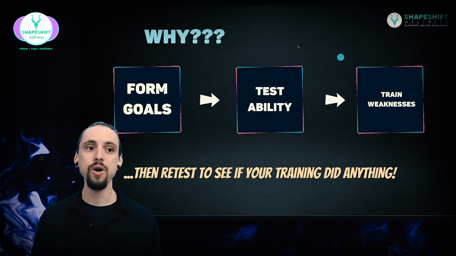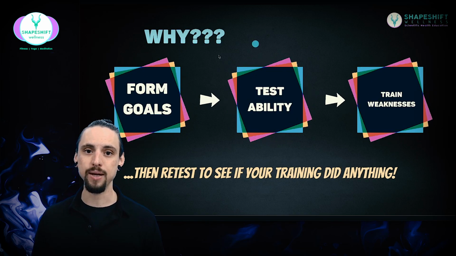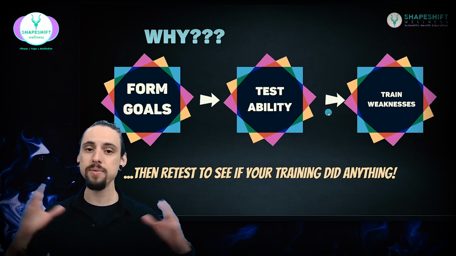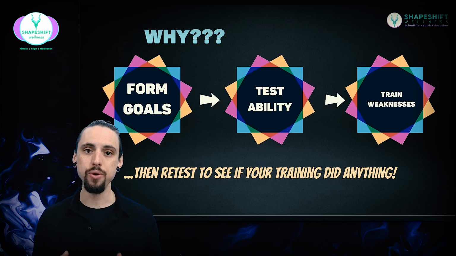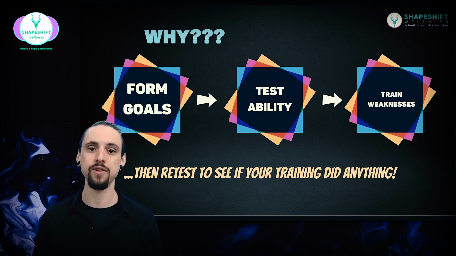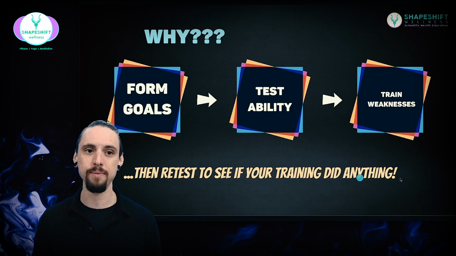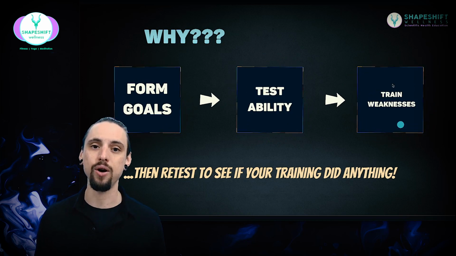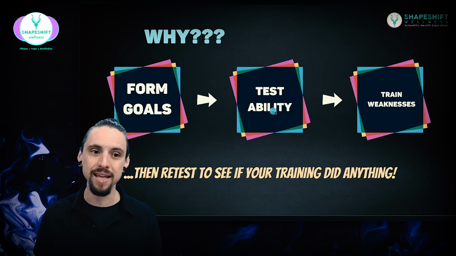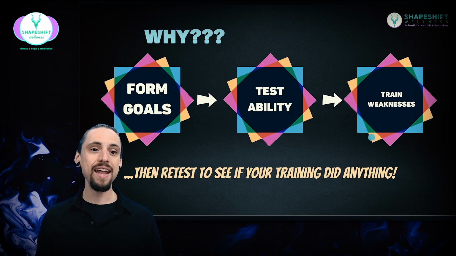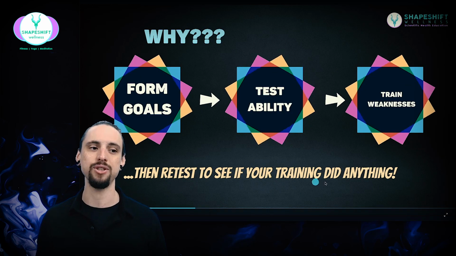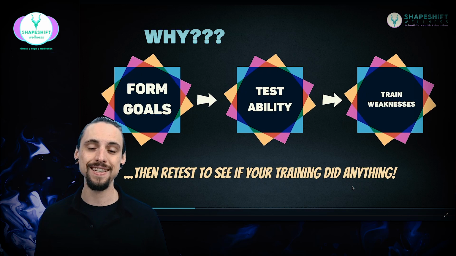And then once you do, we want to test their current ability. Where are they at right now? Let's get a baseline. And then you come up with some kind of training for them that you think is going to help them get results. That's what we're after here. That's why we're using outcome measures. So then you train their weaknesses. Now, you don't know what their weaknesses are unless you test them in a measurable way. And then after you do all this, you will want to retest, and this is how you use outcome measures, to see if your training actually did anything.